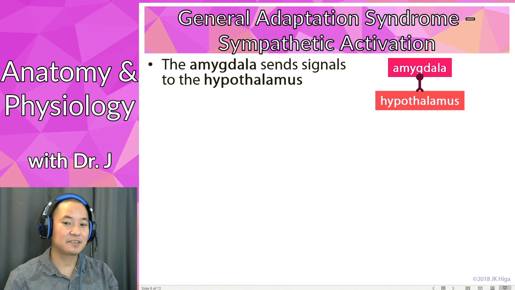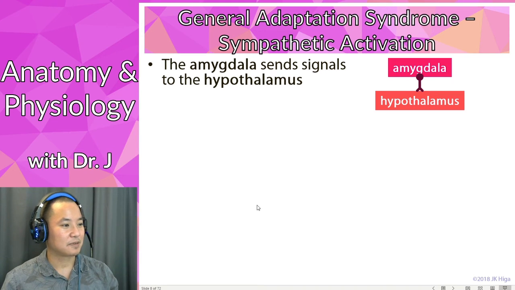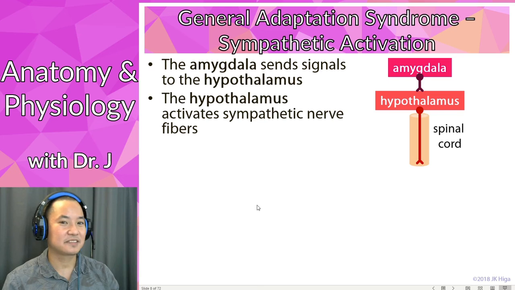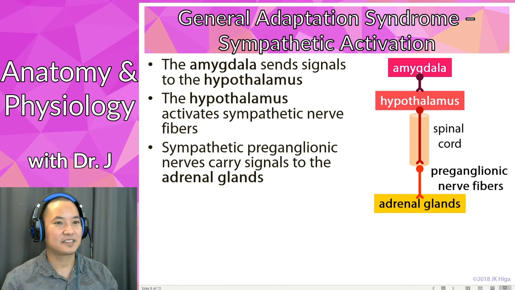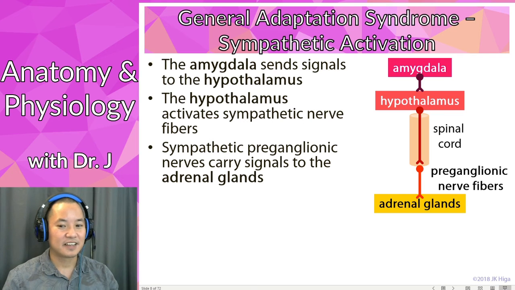So the amygdala is directly wired to the hypothalamus. That's what I'm getting at here. And then the hypothalamus is the one that initiates all the sympathetic activity, this fight or flight system. So we have these sympathetic nerve fibers that run down the spinal cord, and they end up at these preganglionic nerve fibers. Now, depending on which is the target organ or tissue, it might go to a postganglionic fiber, but in this case it's going straight to the adrenal glands.